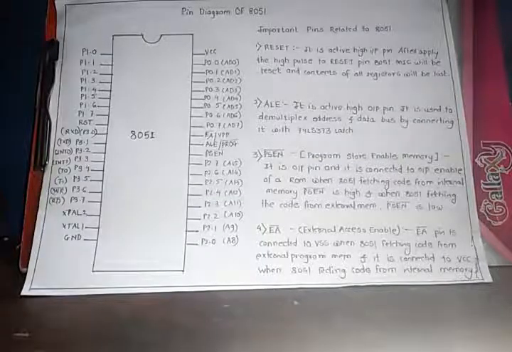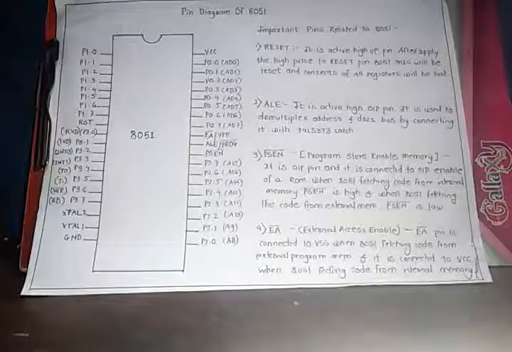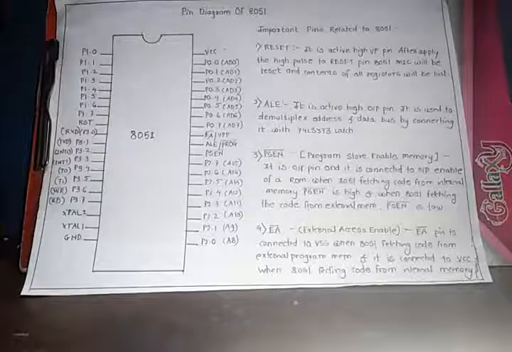So the 8051 also consists of two crystal oscillator signals, that is XTAL1 and XTAL2. XTAL1 is used as the input to the clock generator and XTAL2 is used as the output to the clock generator. Also, I will explain the ports in the 8051 microcontroller in detail.